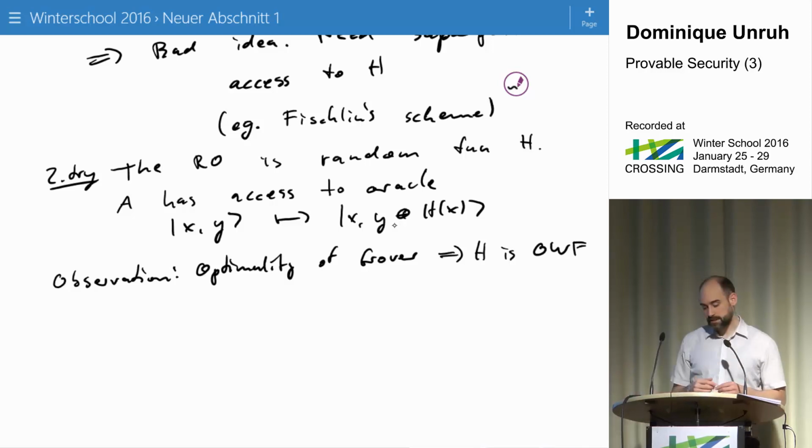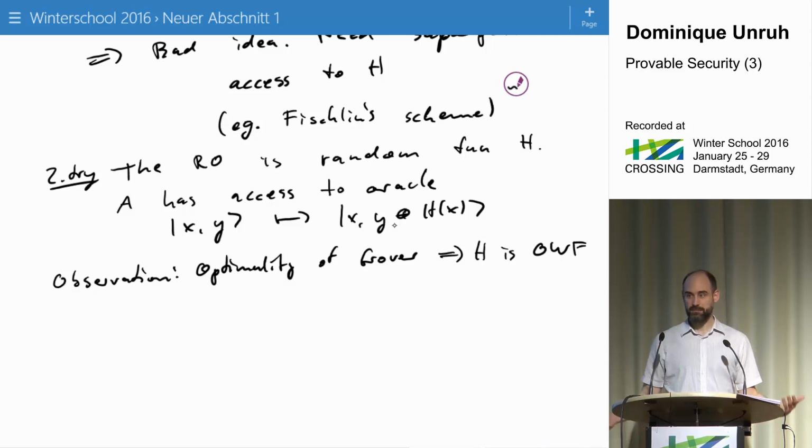But what you also see is things are more difficult, because the proof of optimality of Grover is much harder than the classical proof that you cannot find a pre-image of the random oracle. Well, we just know it already holds, so it's not difficult for us. But the level of difficulty of these proofs is very different. And this is something we have to expect all the time in the quantum random oracle model. It's more difficult most of the time.